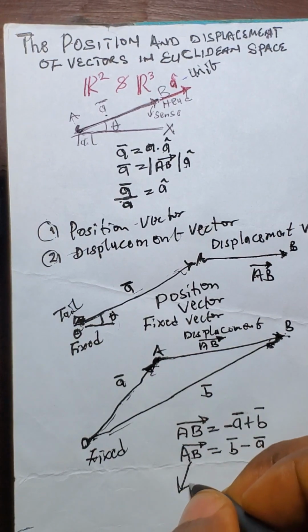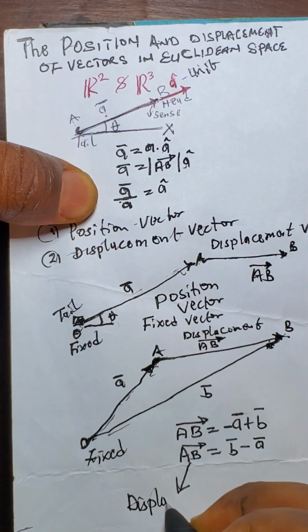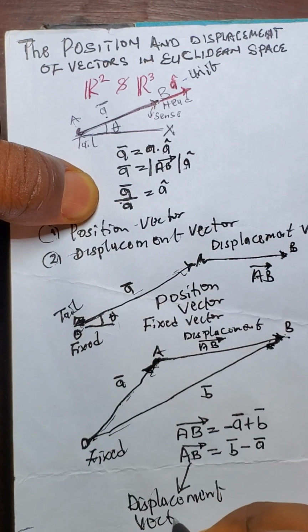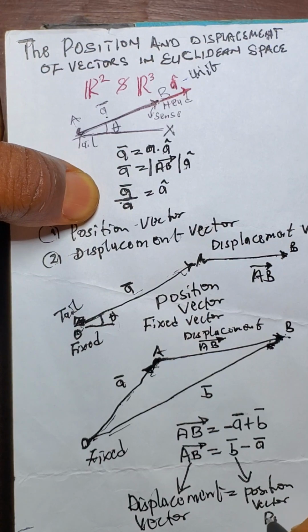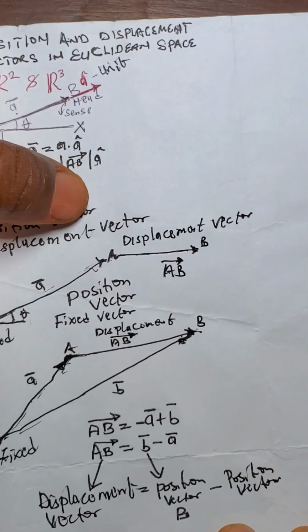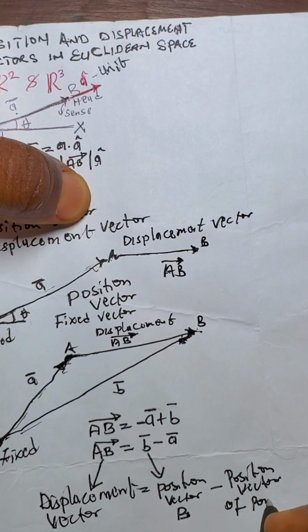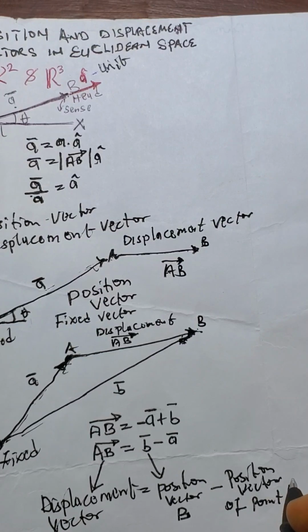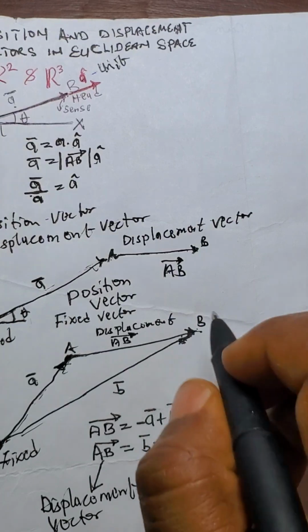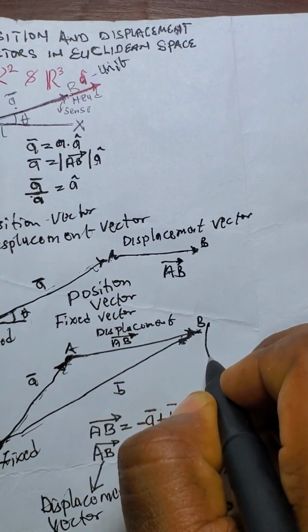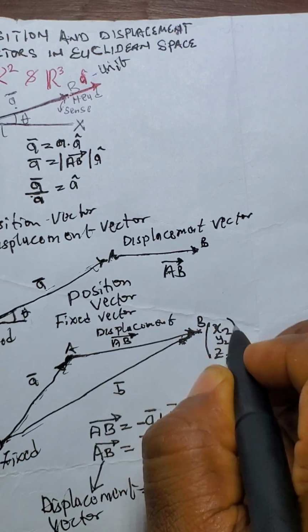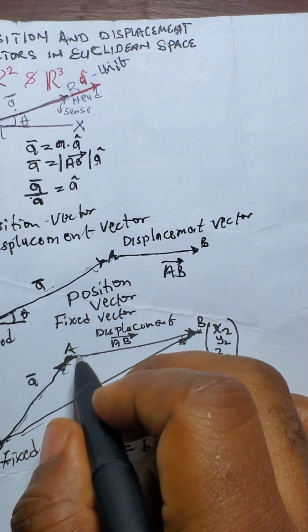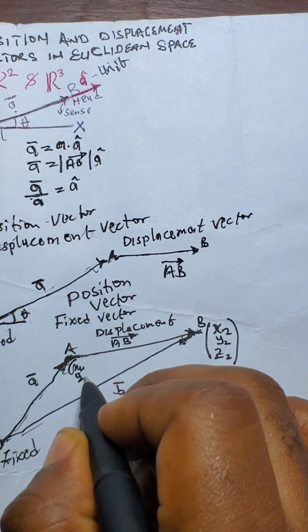So that means displacement vector AB is the position vector of point B minus the position vector of point A. So that's how we can have the expression. Now, let me say the coordinates of point B, I take it as x2, y2, and z2. And then the position vector for point A, let me take it as x1, y1, and z1.